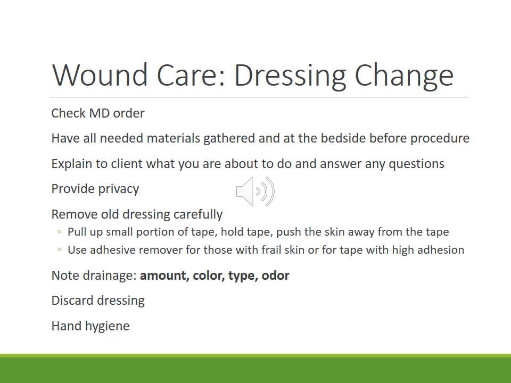We're going to note when we take that dressing off the amount of drainage we have, the color, what type, is it sanguineous, serosanguineous, serous, and if it has any odor. We're going to try to remove it so that the patient doesn't necessarily see that drainage. We're going to discard that dressing. We are going to wear gloves while we're doing this. And then once we've got that dressing removed, we can take those gloves off. We're going to perform hand hygiene and then perform a clean dressing or a sterile dressing change.